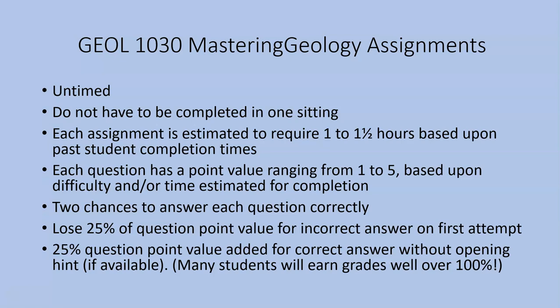Each assignment is estimated to require between 1 to 1.5 hours, and that's an estimate that's based upon past student completion times, which we keep track of. Each question has a point value, and the point value ranges from 1 to 5 based upon difficulty or time estimated for completion. So an easy question that doesn't take much time might have a point value of 1. A harder question that might take you more time to answer would have a point value of 4 to 5.